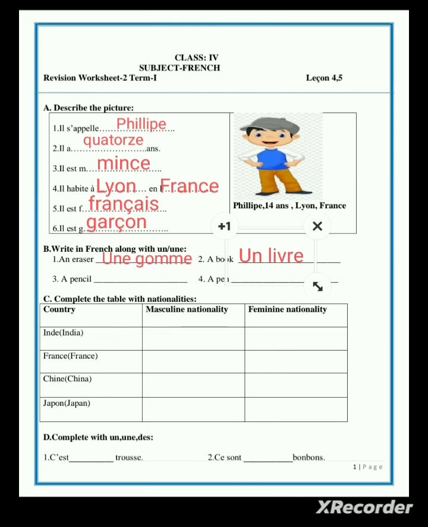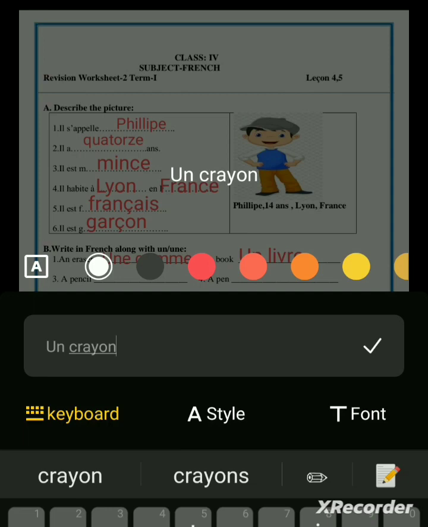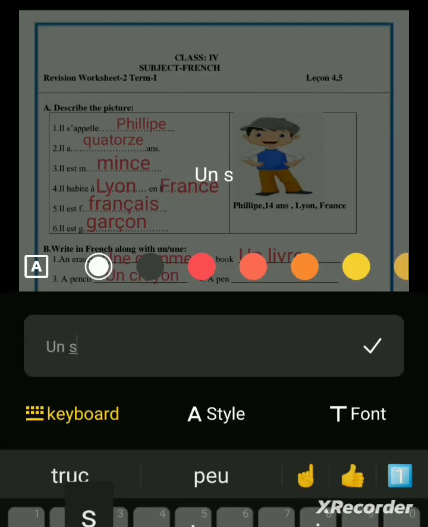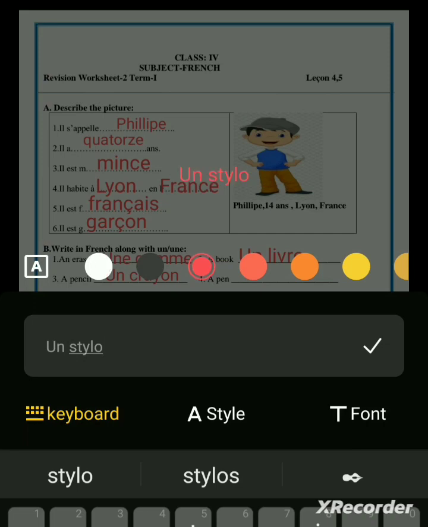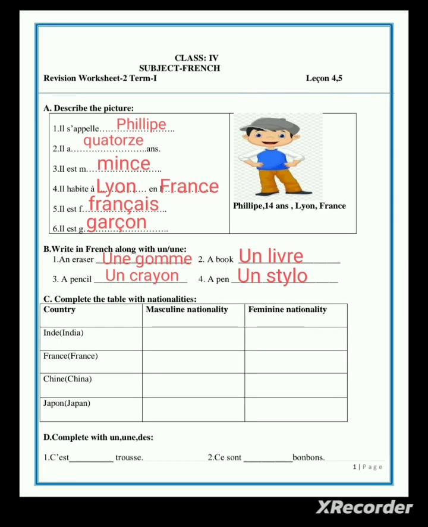Come to the third, a pencil. Now pencil is also masculine. So how you will say? Un crayon. Why I have written un here? Because it is masculine. Suppose if the pencil is feminine, then we have to use here une, U-N-E. Come to the last one, a pen. Now how we say a pen in French? Un stylo. So it is showing pen is also masculine in French. So I hope B part is clear to everyone.